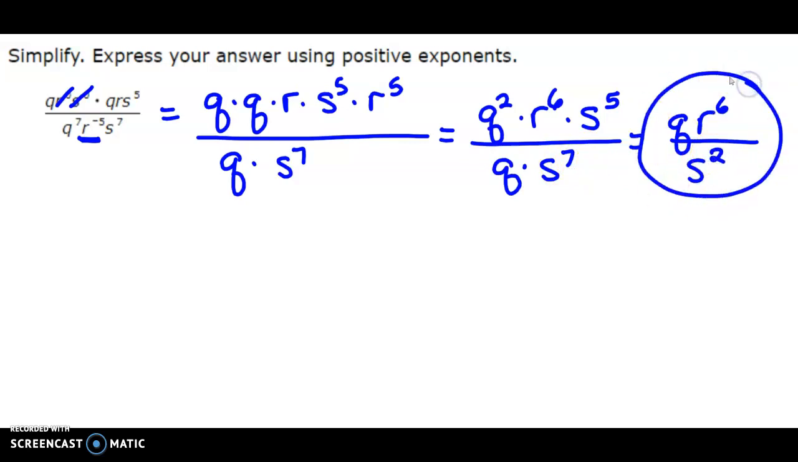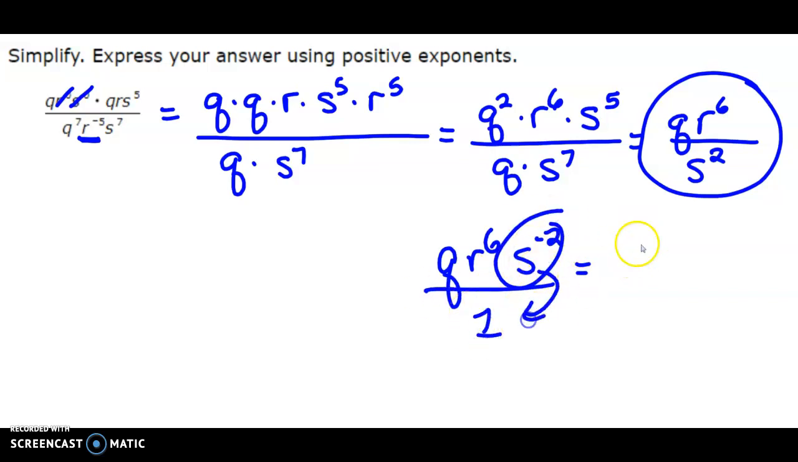And that's your answer. If you use subtraction, everything would be exactly the same. 2 minus 1 is 1. For the r's, there's nothing to subtract, so it's r to the 6th. And 5 minus 7 is negative 2, so it'd be s to the negative 2nd. Once you did that, you'd have to take that and put it on the bottom, and you get q r to the 6th over s squared. Same exact thing.